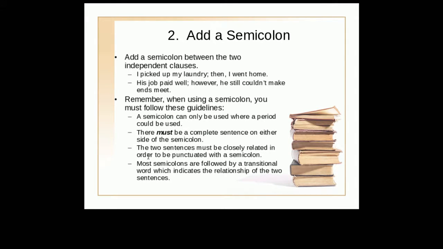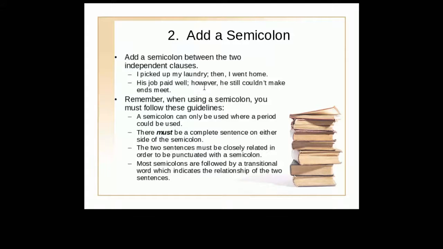The two sentences must be closely related in order to be punctuated with a semicolon. Don't put a semicolon in if they are not closely tied together. This one, I picked up my laundry, then I went home. It's telling you exactly what she did first, then what she did after. His job paid well. However, he still couldn't make ends meet. He couldn't make ends meet even though his job paid well. They're connected.